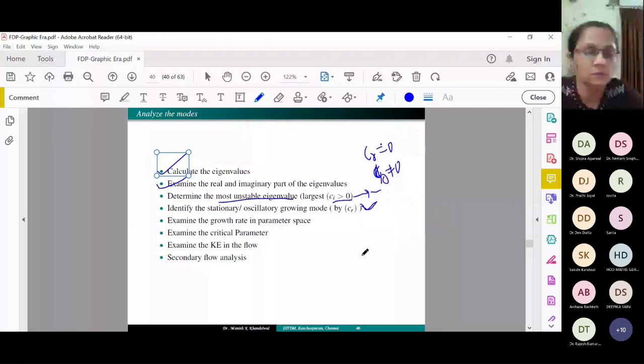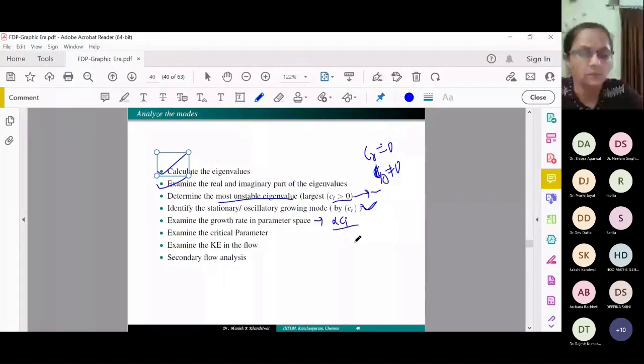Growth rate is nothing but alpha times Ci. The wave number alpha is fixed, and Ci we have already obtained, so whatever value we get gives the growth rate at a particular point. If the growth rate is positive, the flow is unstable. If the growth rate is negative, the flow is stable.